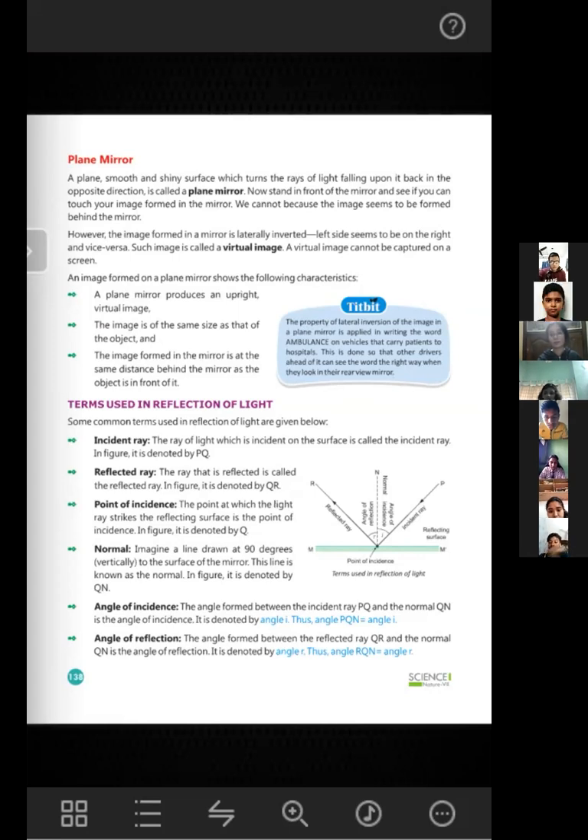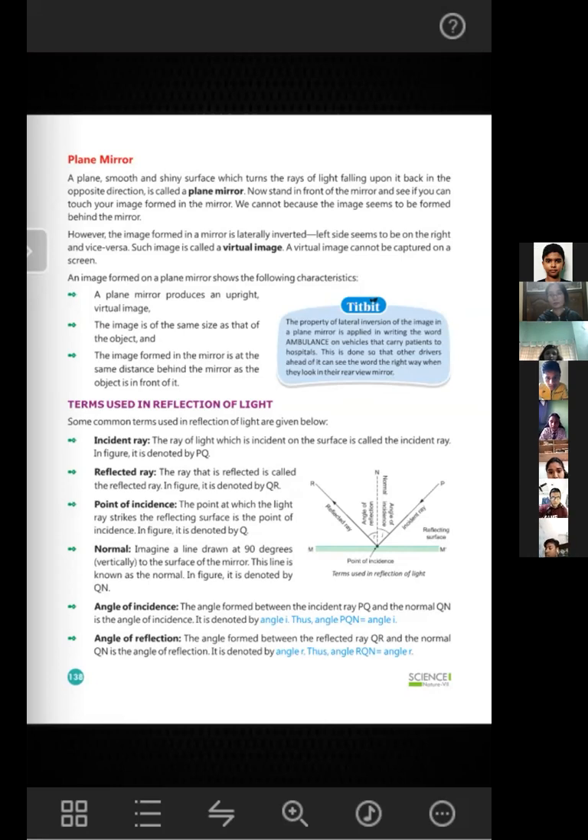Now Drito Broto, you tell me. Ma'am, when the light falls on any smooth surface, the reflection that we get in our eyes, that is a reflection of light. So yes, when any light ray falls on any smooth surface like a mirror and bounces back from the surface, that is called reflection. Now some terms are there that we generally use in case of reflection of light.